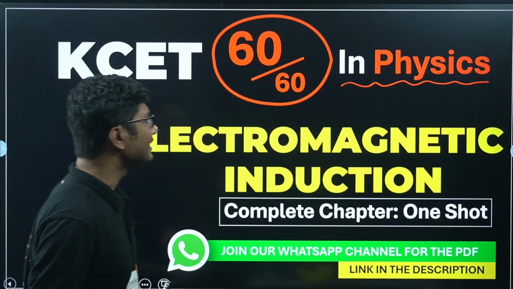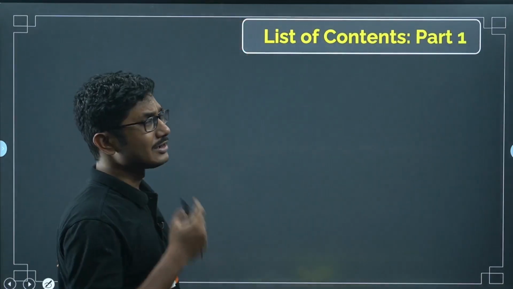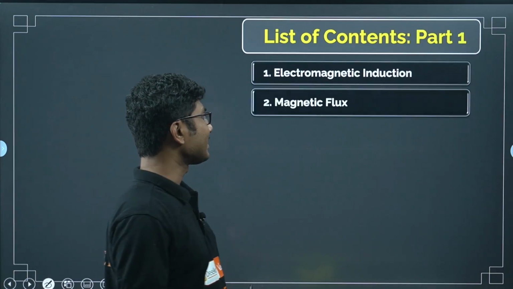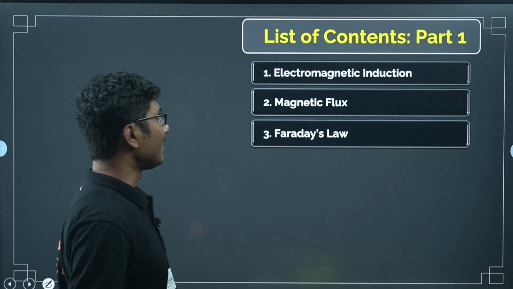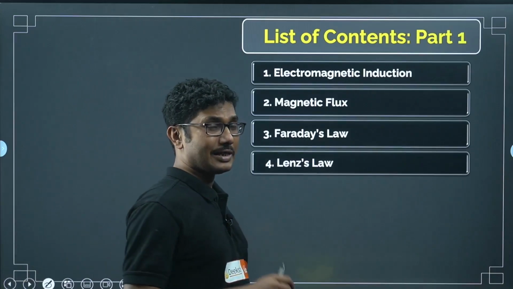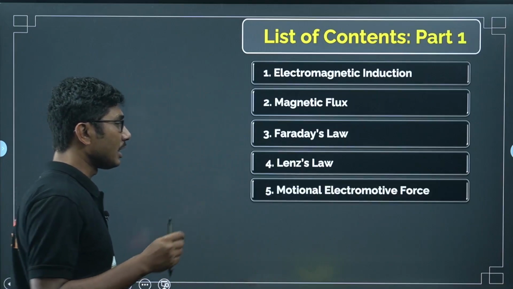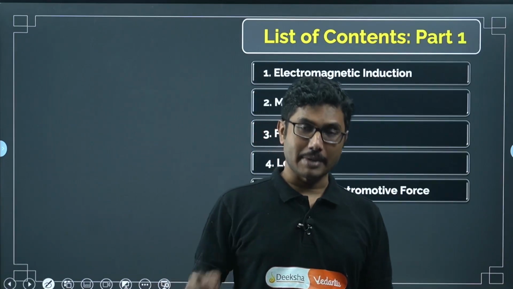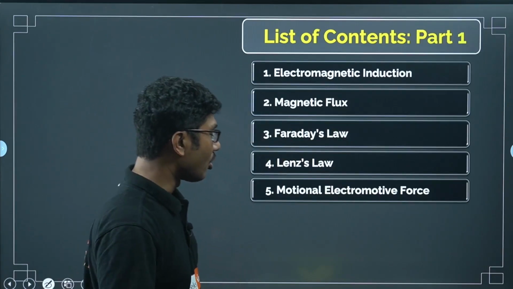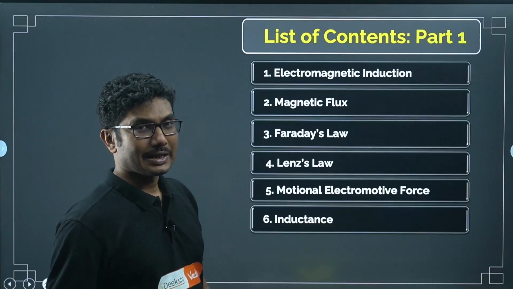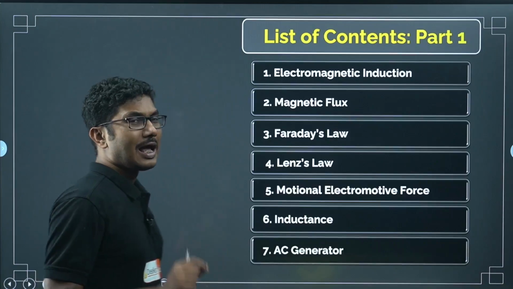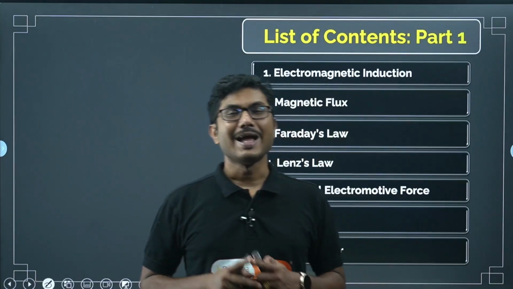Now let's start with the list of contents. What all are we going to discuss in this part? We are going to discuss electromagnetic induction, then magnetic flux, then Faraday's law, very important, then Lenz's law, also very important, then motional electromotive force or motional EMF. Electromotive force is nothing but EMF, that we call in short. Then we will talk about inductance. In inductance we are going to talk about self-inductance as well as mutual inductance, and last but not the least we will talk about the AC generator.